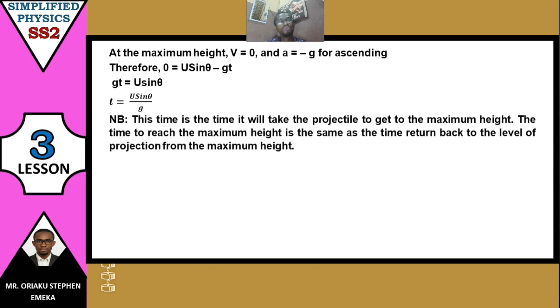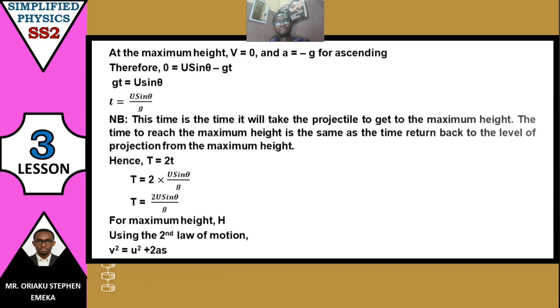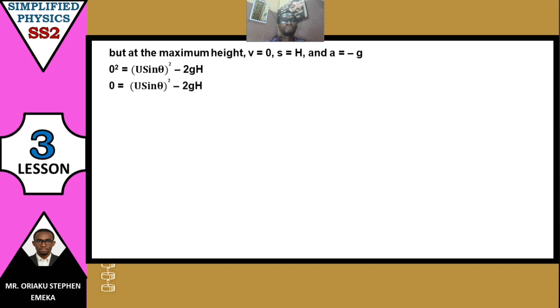And note, what is time of flight? Time of flight is going to be 2 times the time it will take to reach the maximum height. So for this case, it's going to be 2u sine theta over g. So for us to find the maximum height, we use the formula v squared is equal to u squared plus 2as. Applying all the parameters, we have 0 squared equals u sine theta squared minus 2gh, making h the subject of the formula. So h is equal to u squared sine squared theta over 2g.